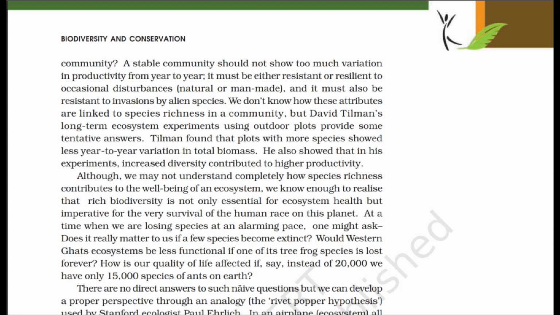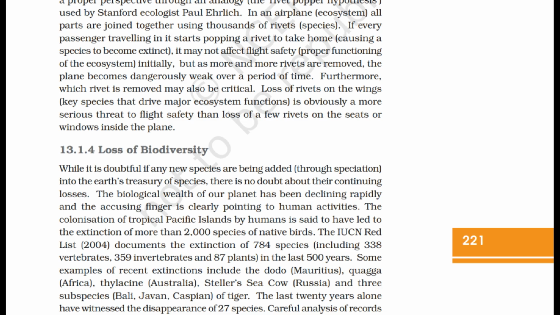the rivet popper hypothesis, used by Stanford ecologist Paul Ehrlich. In an airplane ecosystem, all parts are joined together using thousands of rivets, species. If every passenger traveling in it starts popping a rivet to take home, causing a species to become extinct, it may not affect flight safety, proper functioning of the ecosystem, initially, but as more and more rivets are removed, the plane becomes dangerously weak over a period of time.